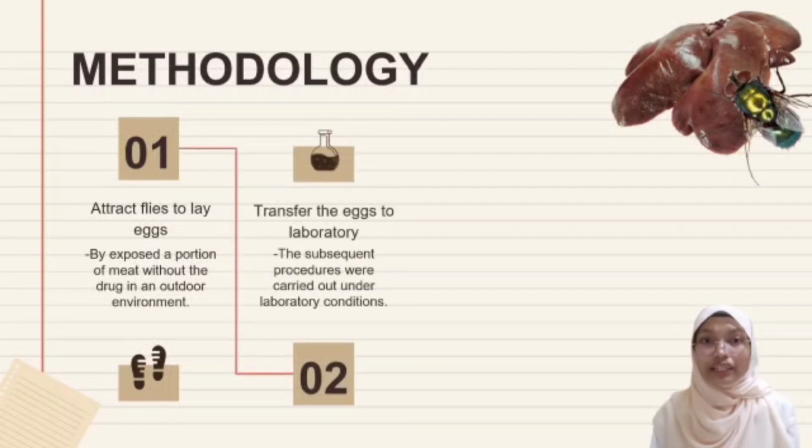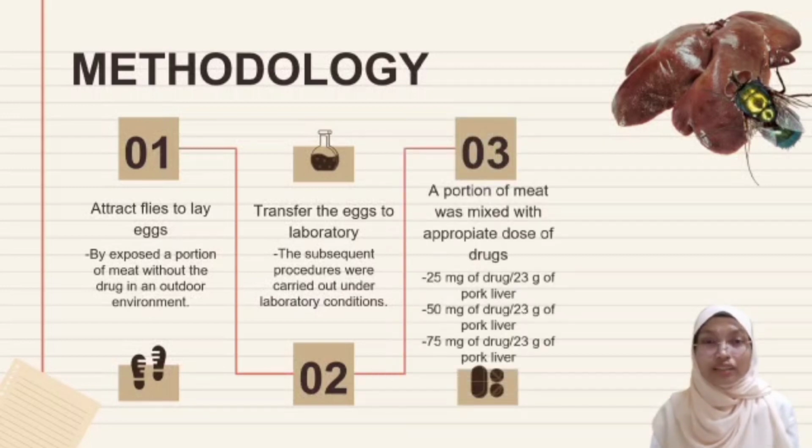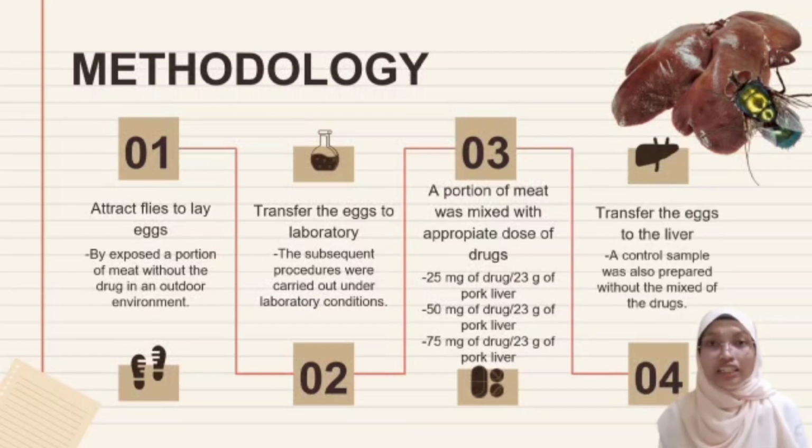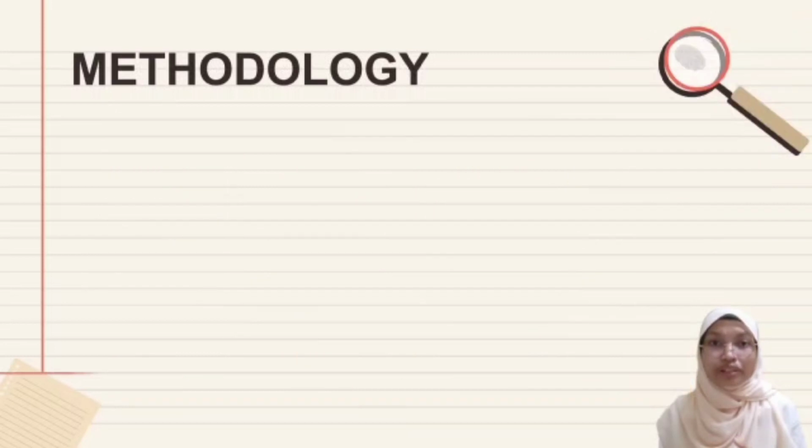After the eggs were laid, they were transferred to the laboratory in order to carry out the procedures under laboratory conditions. A portion of meat was mixed with an appropriate amount of calcium diclofenac, which were 25 mg, 50 mg, and 75 mg. Then the eggs were transferred onto the meat. Additionally, 23 grams of polyver sample was prepared without the mixing of the drug as a control sample. For the experiment, a total of 160 larvae were employed.